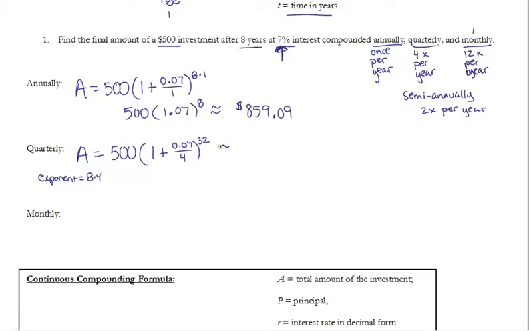And then you literally just plug it in as you see it in your calculator. And I'll just make sure and confirm that you're getting what you need to. You should be getting $871.11 if you're rounding. Okay. And then monthly is 500 and then 1 plus 0.07 divided by 12 times per year. And then your exponent is going to be 8 times 12. So that's going to be 96.